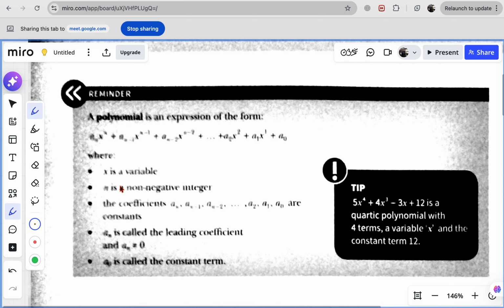Now, a subscript n is the leading coefficient. A subscript n is called the leading coefficient because it's the first one and is the highest one. And it must not be equal to 0. A naught is called the constant. We've already mentioned that.